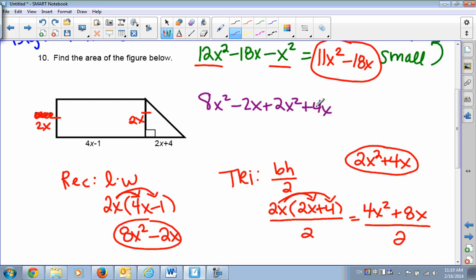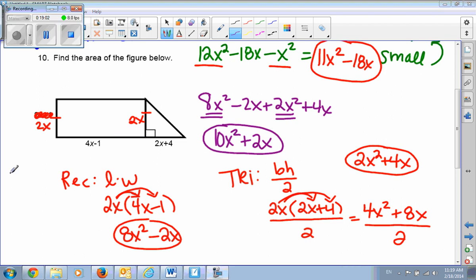So now you're really just combining like terms like yesterday's lesson. Your x squareds together are 10x squared. Negative 2x plus 4x is plus 2x. So that is the area of both of the figures combined.